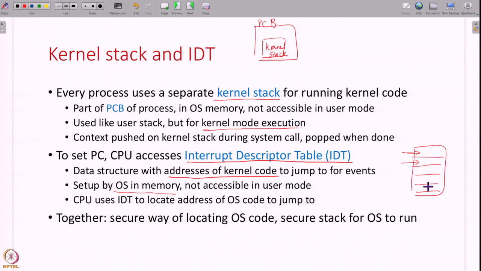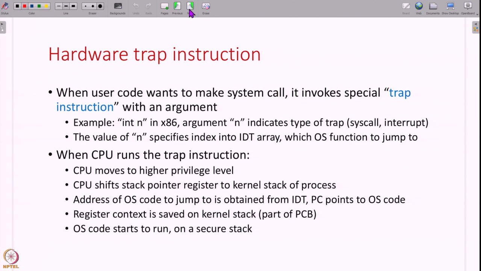We are not depending on the user code or the user's executable to tell us where to jump. Instead, this is supplied by the operating system itself in a secure fashion. So we have a secure way of invoking OS code and a secure stack. With these two things, we are now ready to understand how a system call or any trap works.